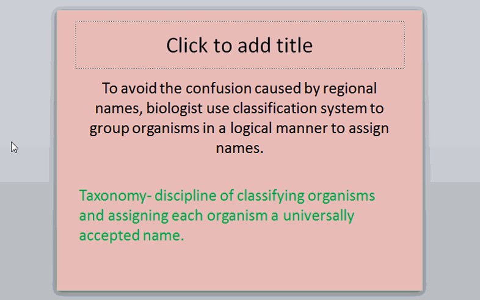To avoid the confusion caused by regional names, biologists use a classification system to group organisms in a logical manner and to assign names. Pretty easy. We organize things and then give them names based on the classifications that we order them into. Taxonomy is the discipline in which we classify these organisms and then assign them names.